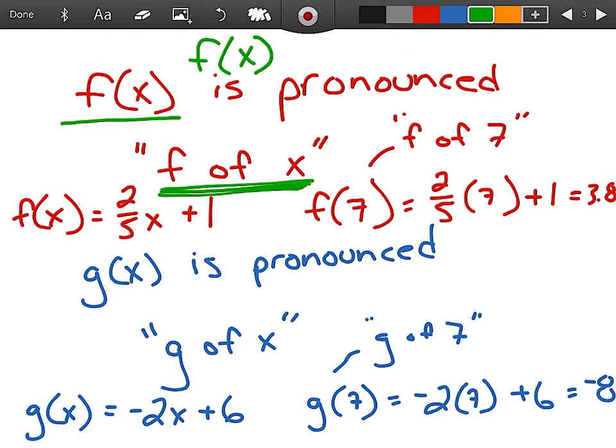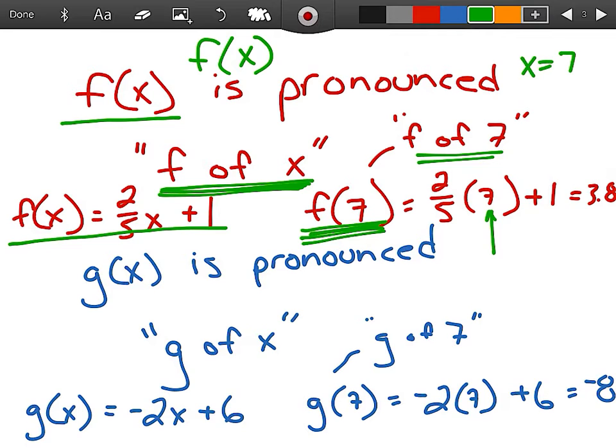So for my red line, if I put in that x equals 7, it's going to look like this. It's going to mean f of 7, function of 7. It's not f times 7. It is taking the function f of x and inputting a 7 where the x is. So f of 7 means put the 7 into the equation that you started out with, the original equation, 2/5 x plus 1.